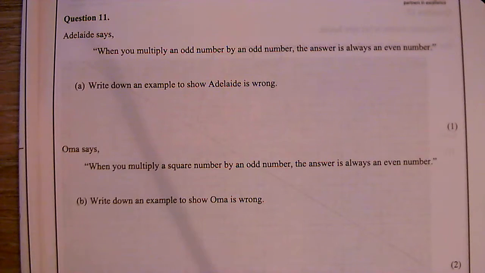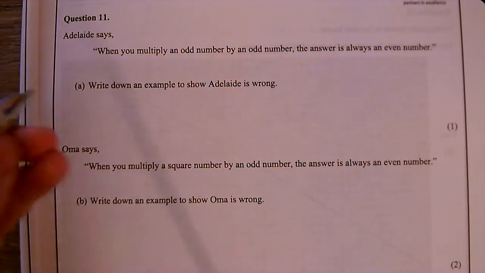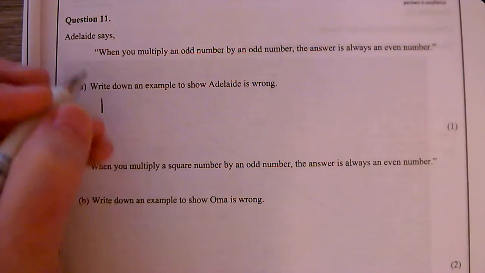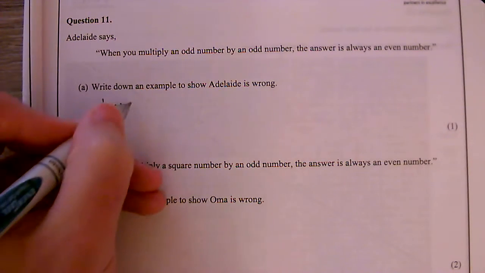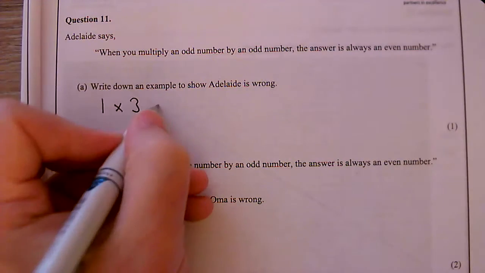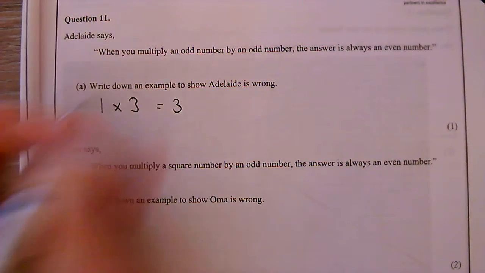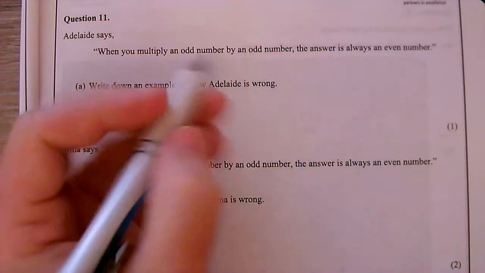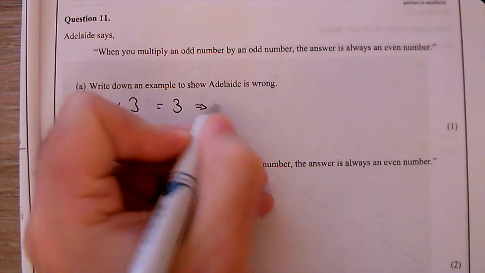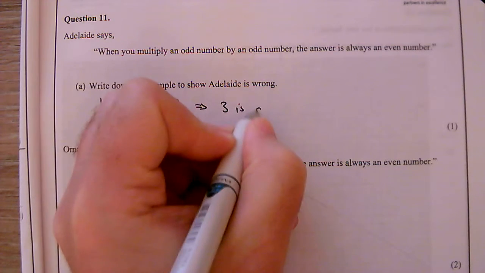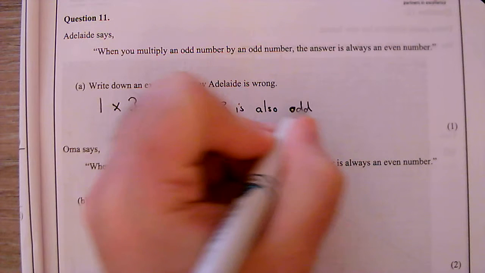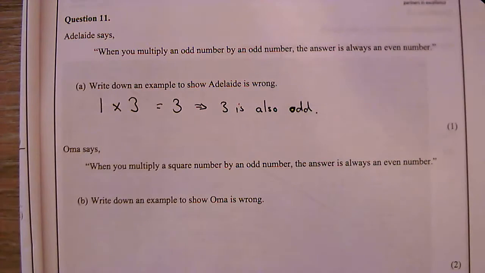Okay, so I'm just going to pick some random odd numbers. So let's go with 1, because that's an odd number, times by 3, because that's an odd number. They're the first two odd numbers. So 1 times 3 is 3. Well, hang on. 3 is also an odd number. So instantly I've proved that she's wrong.